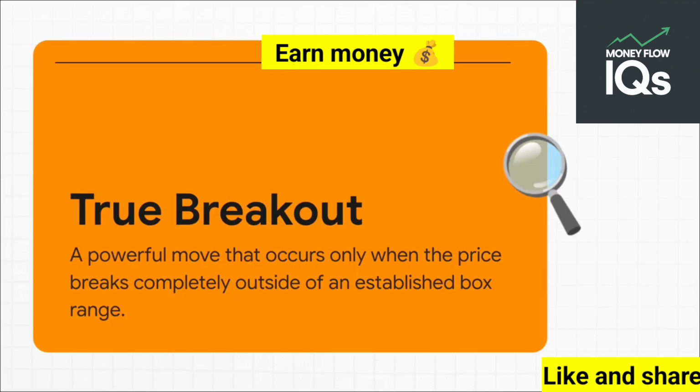Now, this brings us to a really important idea, what a true breakout is. According to this theory, a breakout isn't just a big, fast move. A true breakout only happens when the price closes completely outside of one of your boxes, either above the top or below the bottom. That's the signal that the old rules don't apply anymore and a much bigger move could be starting.